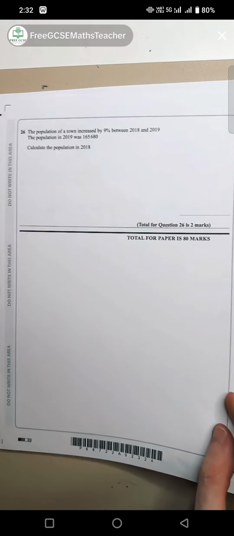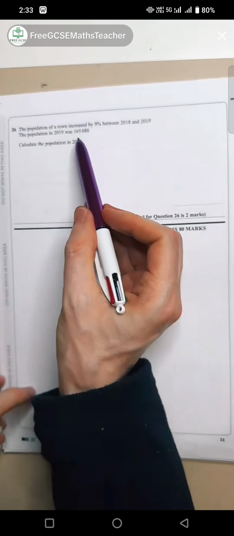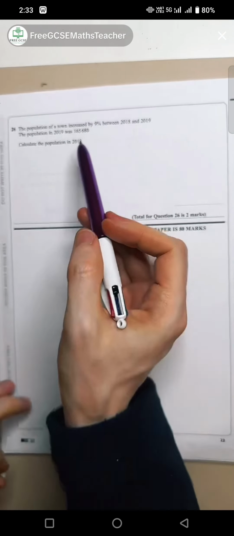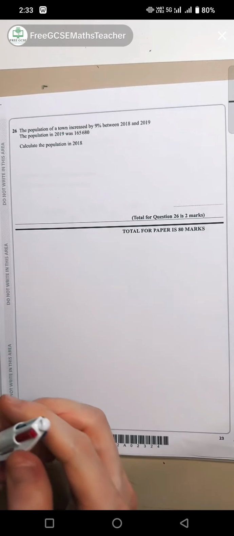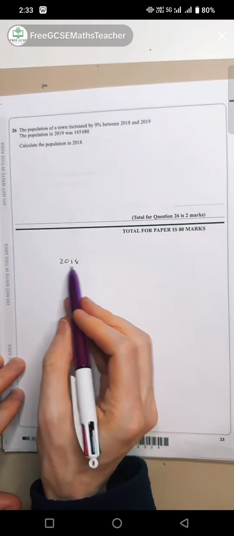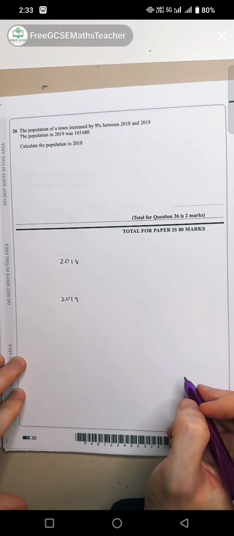The next question: increased by 9% from 2018 to 2019. The population in 2019 was 165,680. Calculate the population in 2018. So there's 2 ways to think about it. If you think about it, I've got 2018 and 2019. So think about 2018 as the original. And then you've got 2019.